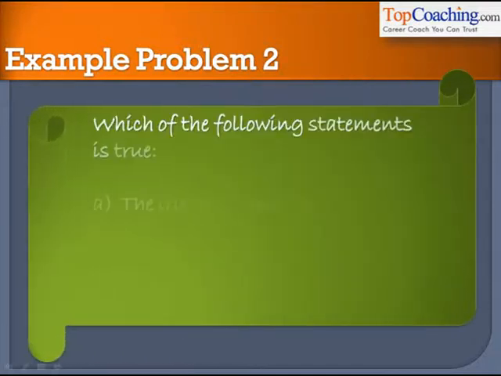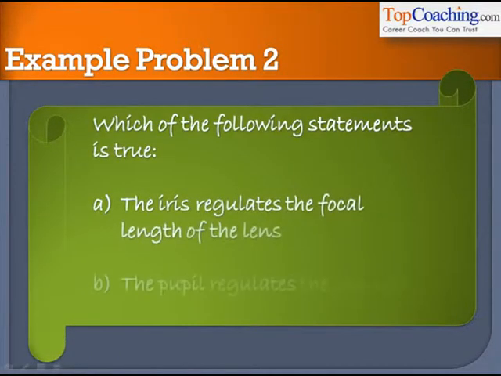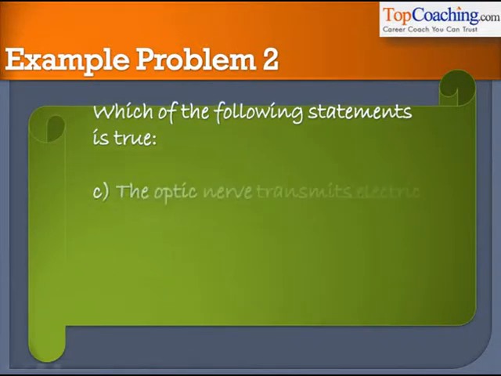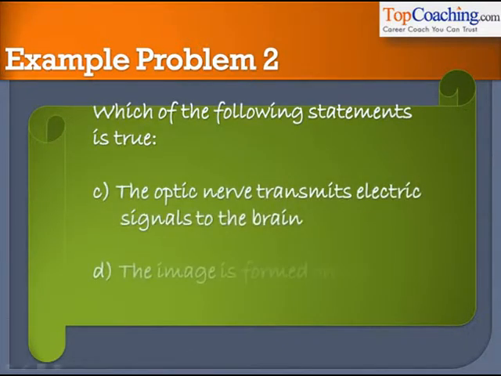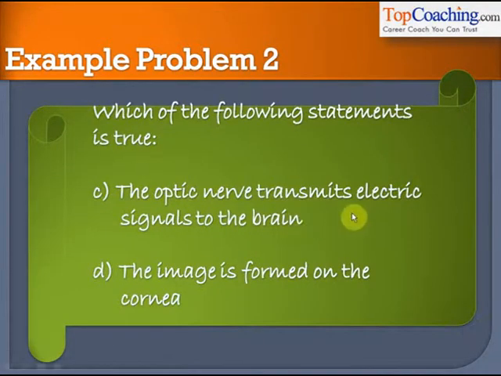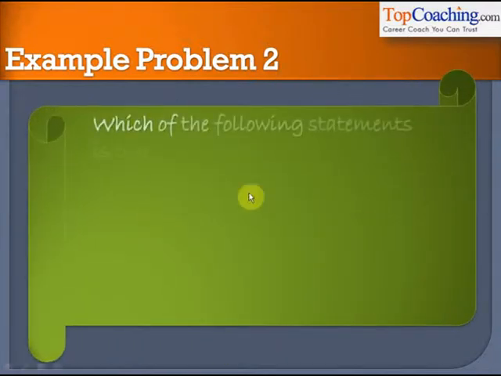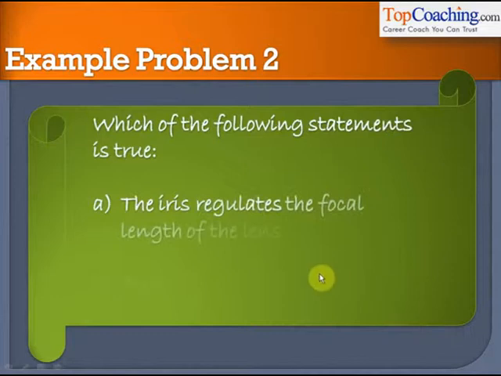Here's another problem. Which of the following statements is true? The iris regulates the focal length of the lens. The pupil regulates the amount of light entering the eye. The optic nerve transmits electric signals to the brain. The image is formed on the cornea. So 4 options are given to us, and we need to identify which of them is correct. Let's look at each option one by one, and let's try to find out which option is correct.